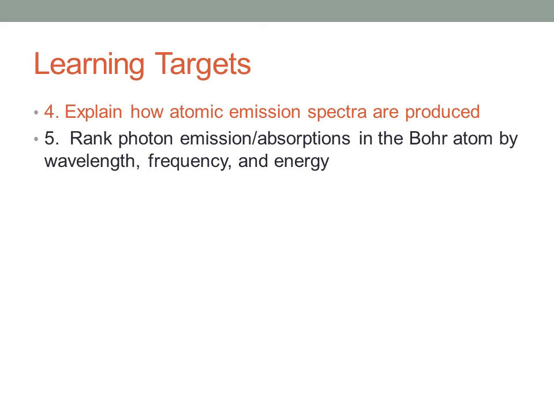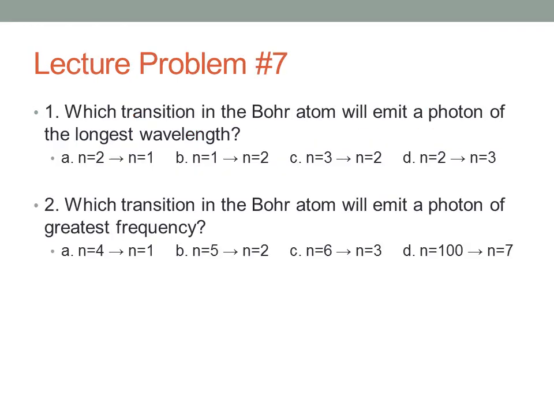Alright, so we've explained how atomic emission spectra are produced. What we want to be able to do now is rank photon emissions and absorptions in the Bohr atom by wavelength, frequency, and energy. So here's what these sorts of questions might look like. Just a couple of questions here that I've labeled lecture problem number 7.